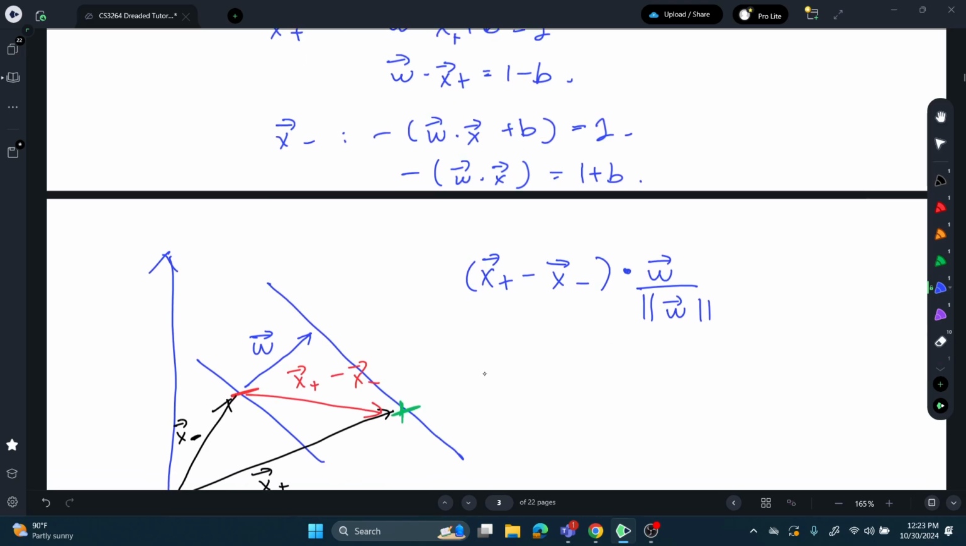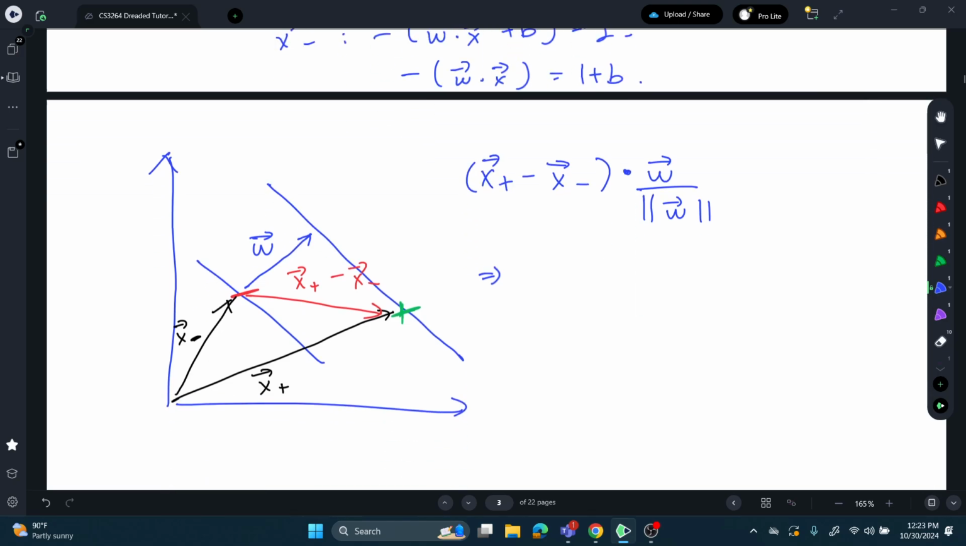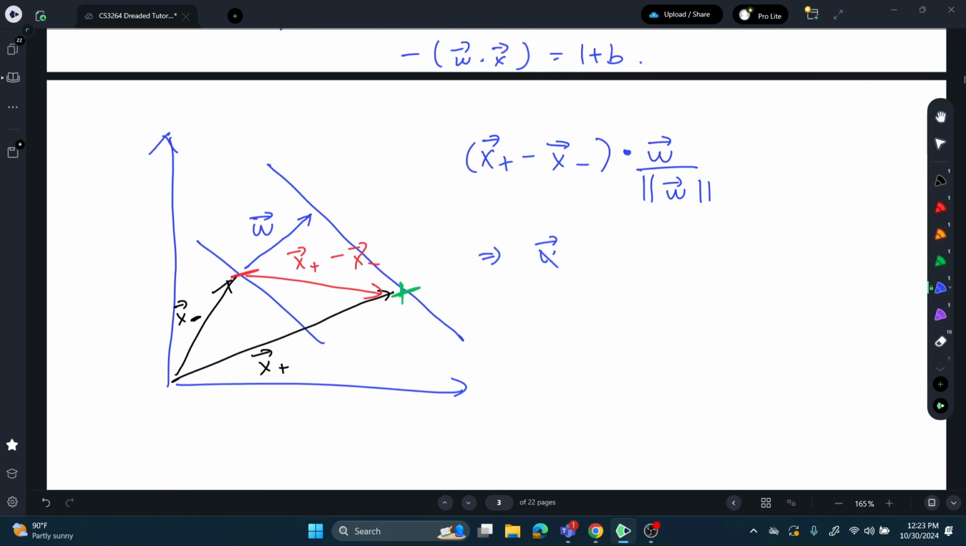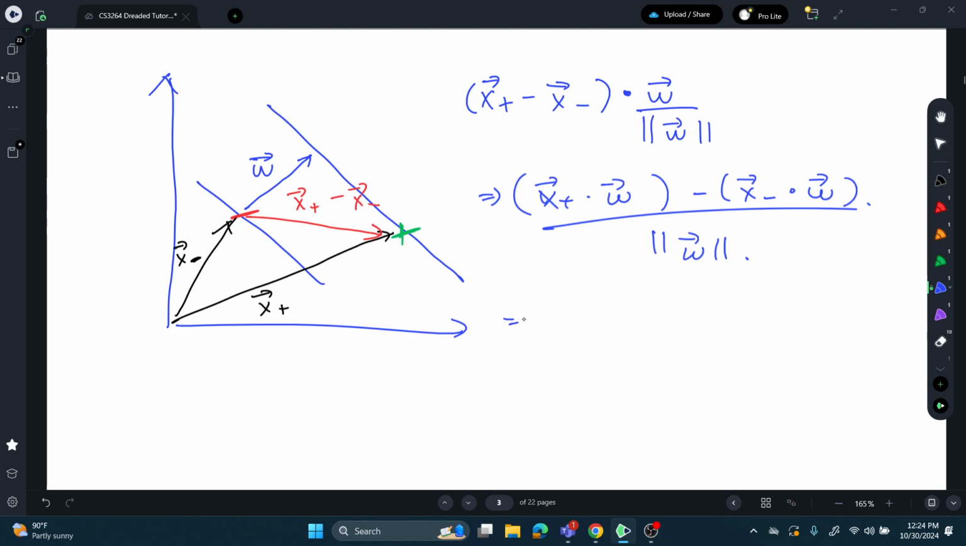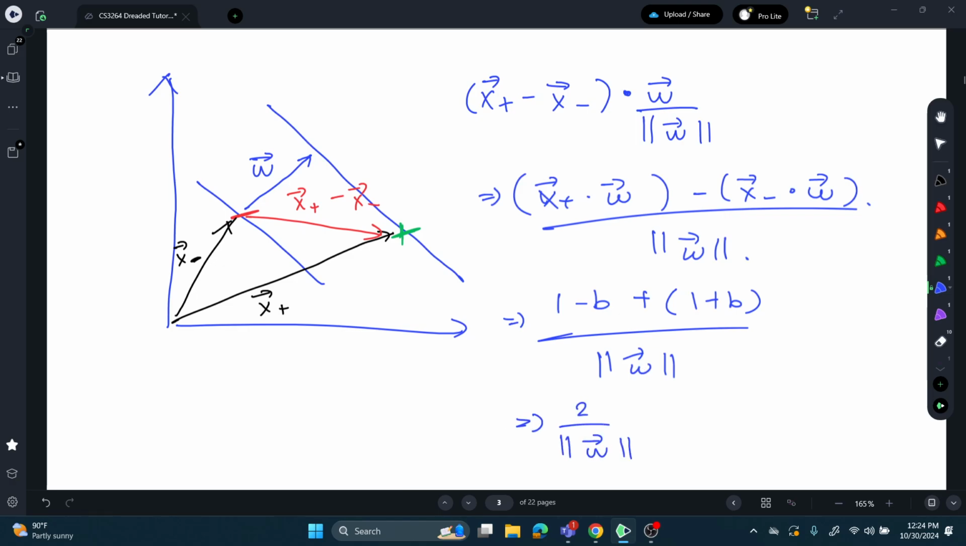The moment I have this, I can just do a dot product. You can see the properties later on. But x plus dot w, this dot product, I can actually expand, minus x minus dot w. Okay? Then I will divide everything by the magnitude of w. So when this happens, I can just plug in the values. This was 1 minus b, then the top one was 1 plus b, over w. Then the entire width is essentially just this thing.